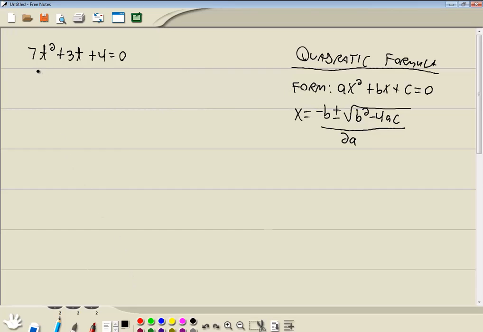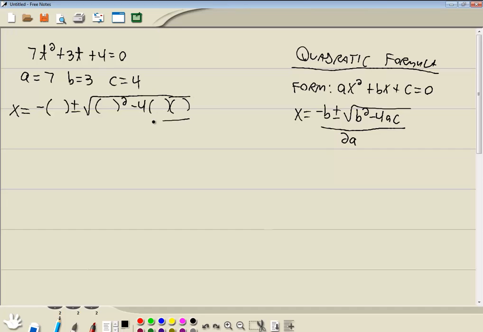So first thing we're going to do is identify a, b, and c. a will be whatever number's in front of our t squared, which is 7. b will be whatever number's in front of our t, which is 3. And c is the number at the end, a constant term, which is 4. It's always a good idea in the quadratic formula to go through and replace all of your variables with parentheses before you plug in your numbers. So I got negative b plus or minus square root of b squared minus 4 times a times c all over 2a.